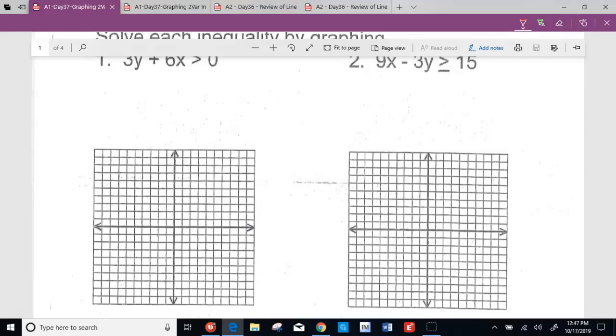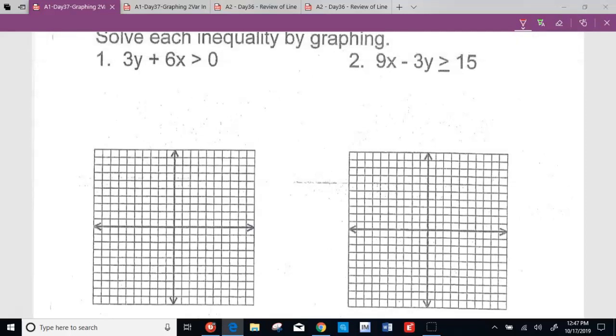So we're going to continue with what we did yesterday, and our big idea is to get the y by itself. So for number one, I have 3y plus 6x is greater than 0. What would I have to do first to get the y by itself? Minus 3y? Not yet. It's already positive 3y. Minus 6x. Thank you. Minus 6x from both sides.